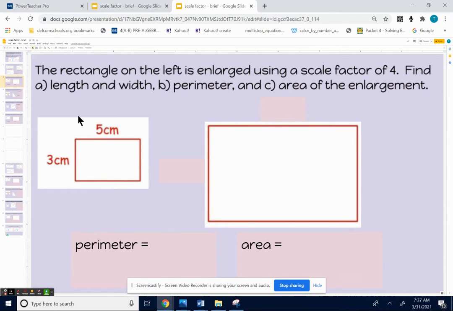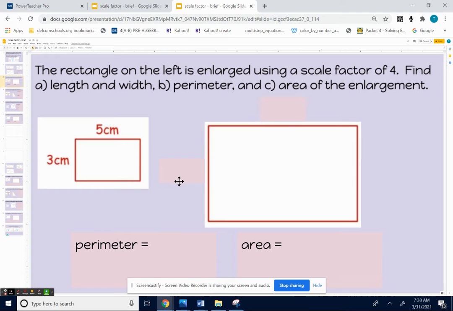So let's say we start with this rectangle on the left. It's a 3 by 5 rectangle. And I want to enlarge it with a scale factor of 4. So what I want to do is find the length and the width and the perimeter and the area of the new shape, after I've applied the scale factor to it. So first thing I need to do is multiply by 4 to get the new side lengths.